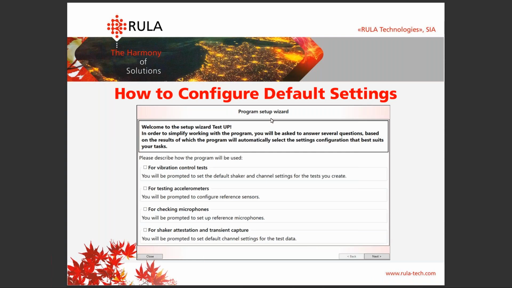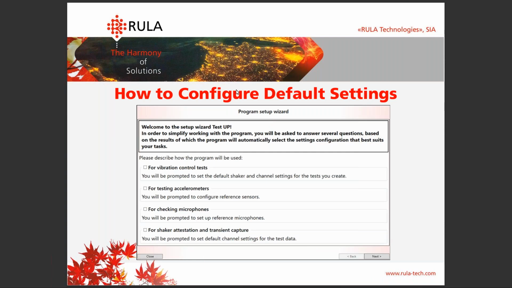For example, if you choose configuration for vibration control tests, the setup wizard makes you set up default shaker and channel settings for the tests you create, and as a result, you don't need to go into the default settings to configure default shaker and channels. Let's have a look at the steps you need to go through with the setup wizard.